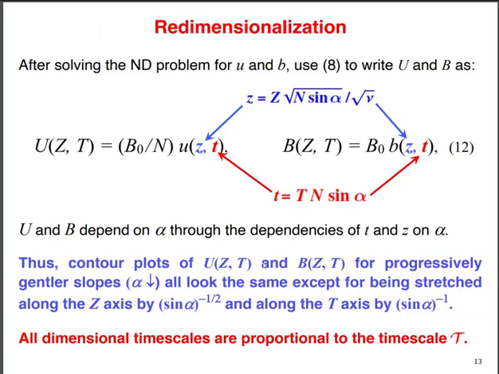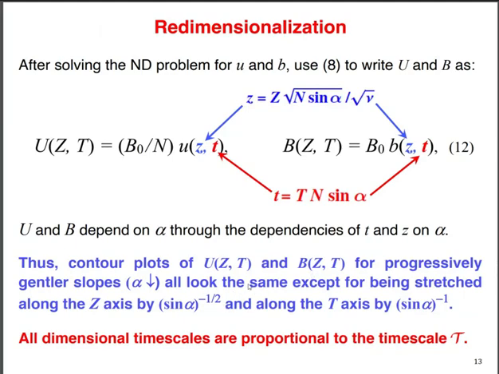Okay, so if you were to make contour plots of your dimensional wind, u, and if you were to make those plots for different values of alpha, the plots would all look the same, but they would be stretched in the z direction and stretched in the time direction. So that's the meaning of having the alpha showing up in this manner.